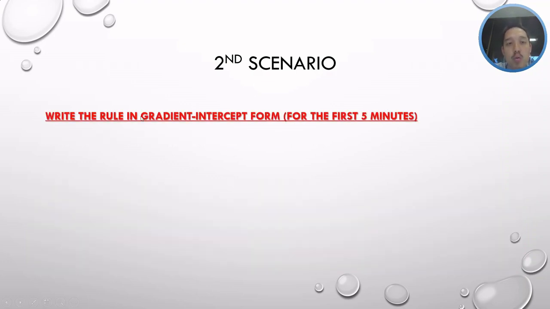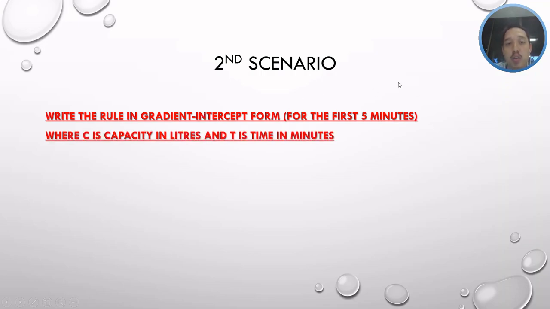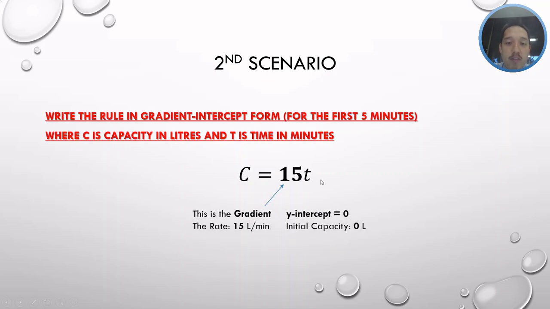So we're going to write the rule in gradient intercept form for the first 5 minutes. This is the easy one because all we have to do is recognize that at the very beginning, this is 15 liters a minute plus nothing. This is plus 0 because it's initially empty. So I don't need to write plus 0 because plus 0 is redundant. It's a waste of time to write that. It's just C is equal to 15t, and 15 is the rate, so that becomes the gradient, and the y-intercept is 0, so there's nothing else written here because that's the initial capacity.